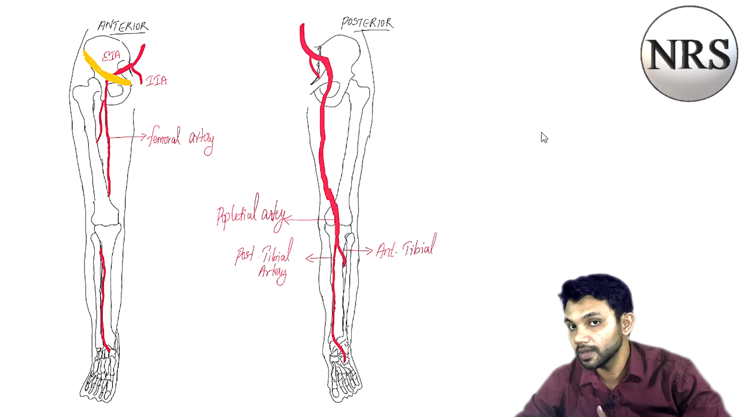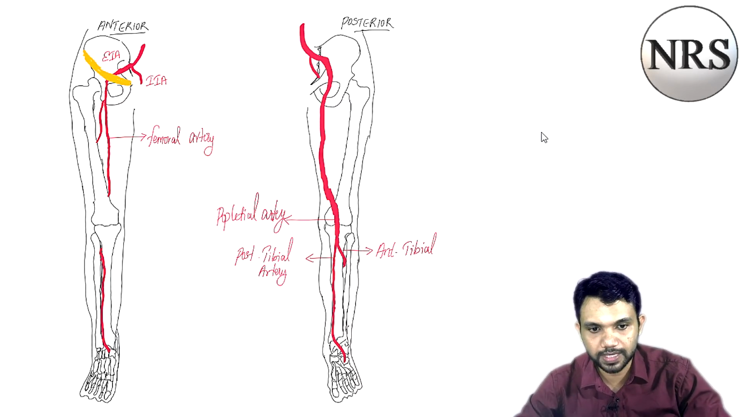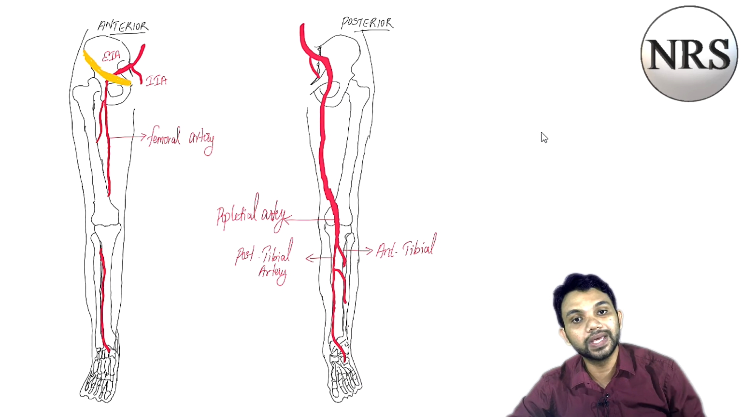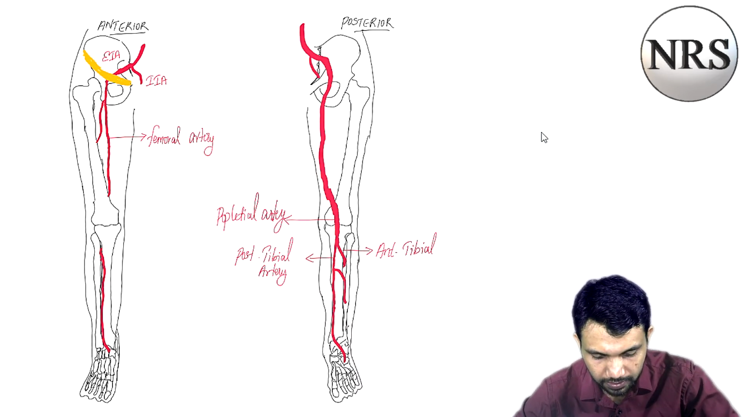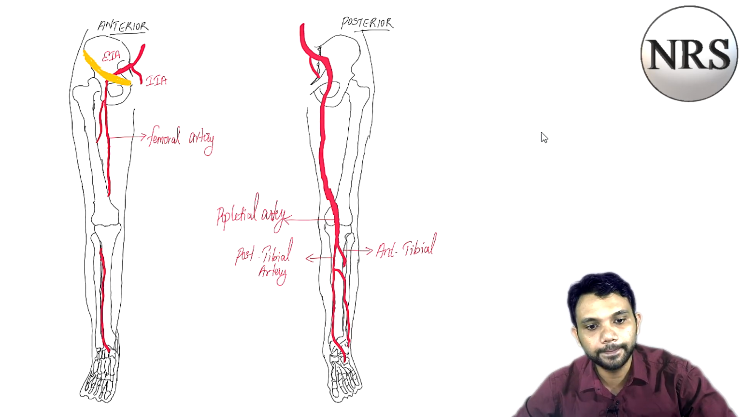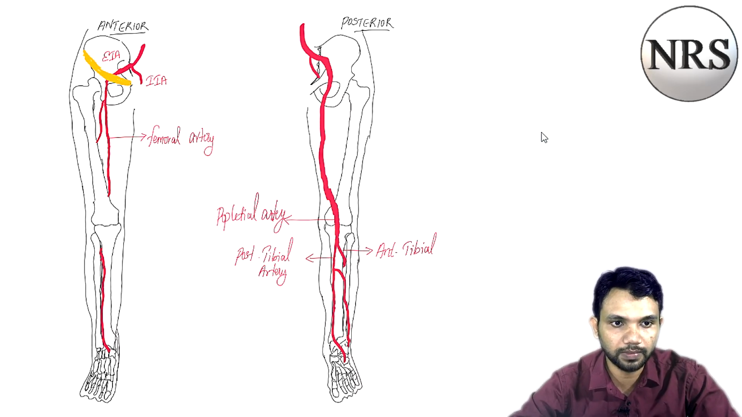Okay, anterior tibial artery, posterior tibial artery. Okay, so let's continue. A little further down, the posterior tibial artery will give a branch called the fibular artery, or it is also called the peroneal artery. This will come to the lateral aspect of the ankle.